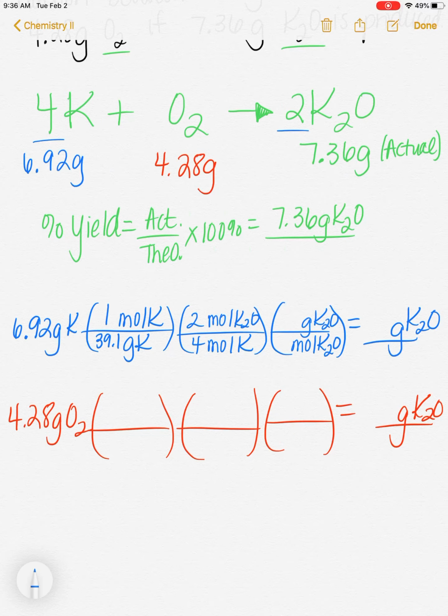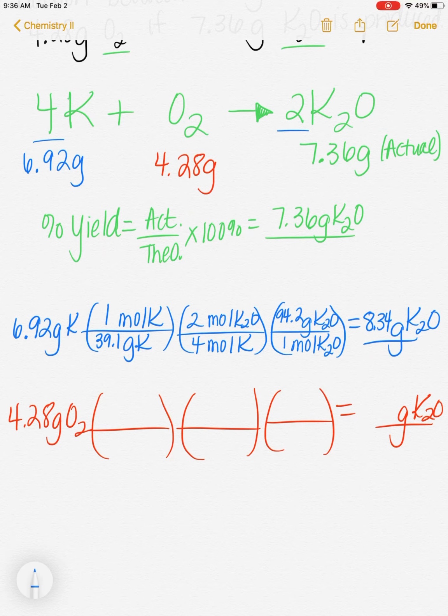For my last factor, we go back to grams to moles. So I'm going to put a 1 with moles. Then I need to add up 2 potassiums and 1 oxygen. That gives me a value of 94.2. So now I'm ready to plug this into my calculator. I'm going to take 6.92 divided by 39.1 times 2 divided by 4 times 94.2. When I do that, I get 8.34 grams of K2O.